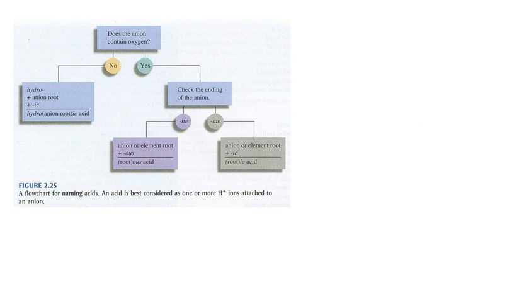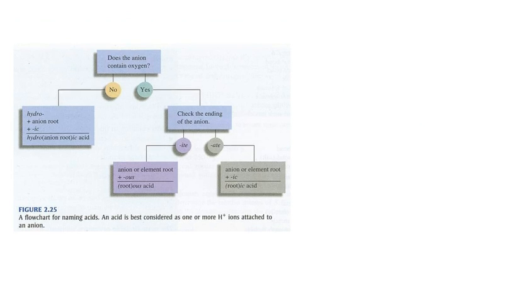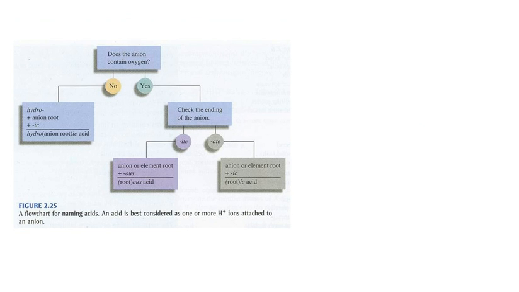So we've got our little flow chart right here. Basically, the first thing you should ask yourself when you're trying to decide how to name this is if there's oxygen in the anion. If there's no oxygen there, you're going to begin with the root hydro. You're going to put the beginning of the anion, end it with ic, and add acid.